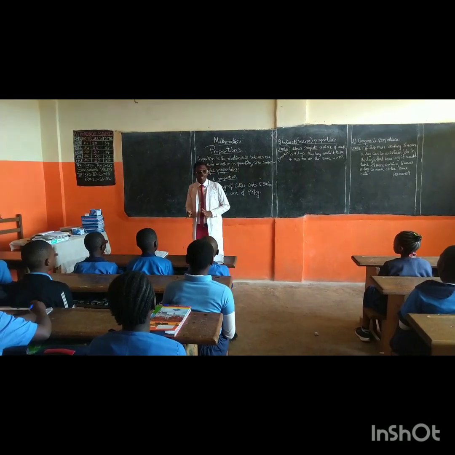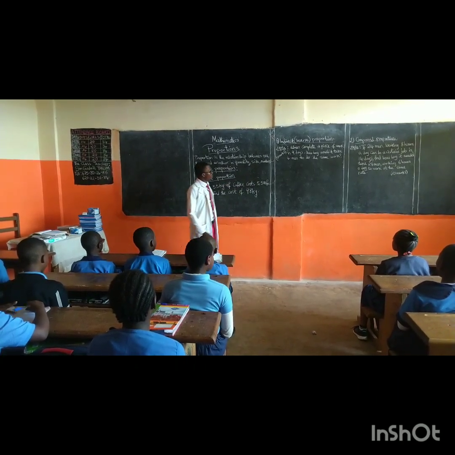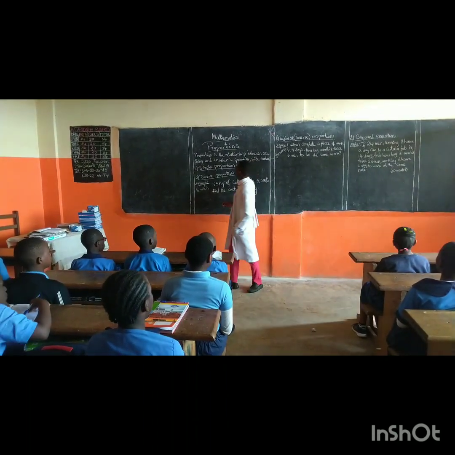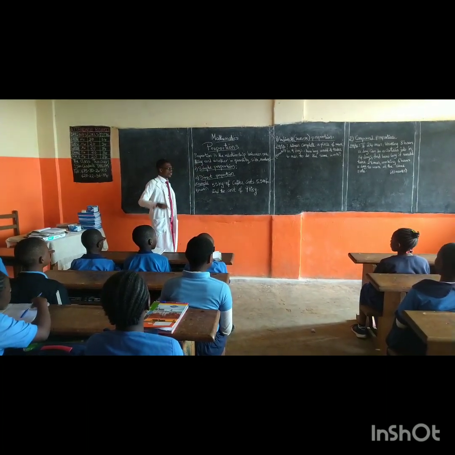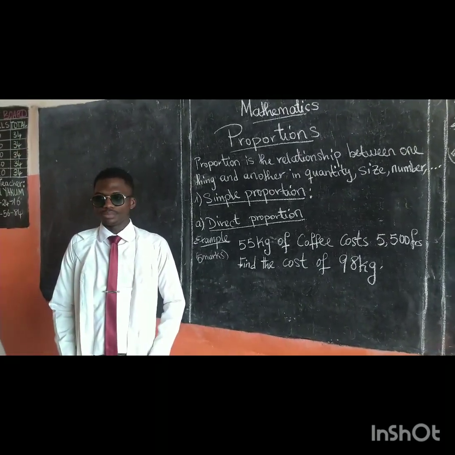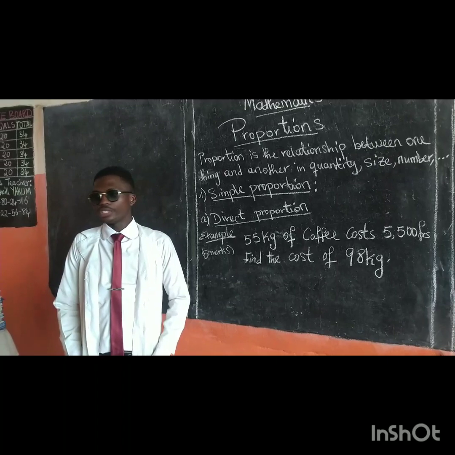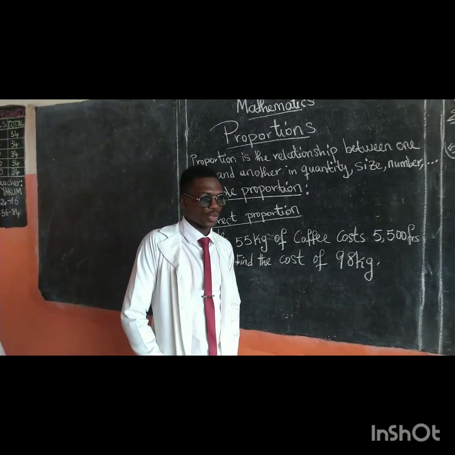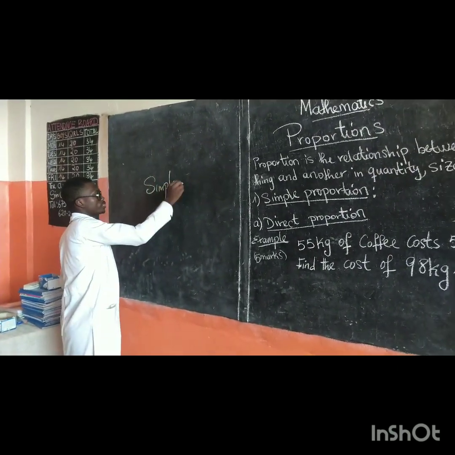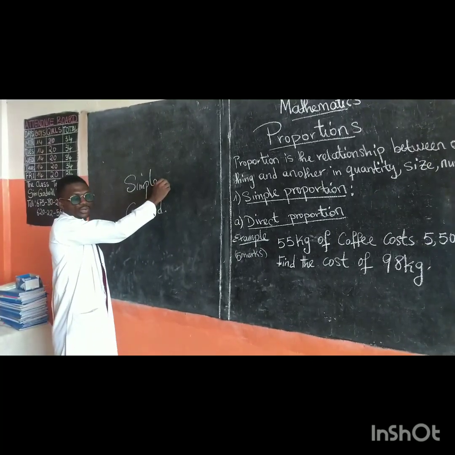Now, we have two types of proportion, direct proportion and indirect proportion. And then, in the same way, direct proportion can be split into two types. Okay. Everybody say proportion. Proportion. Everybody. Proportion. All right. It may be interesting to know that there are two types of proportion: simple proportion and compound proportion.